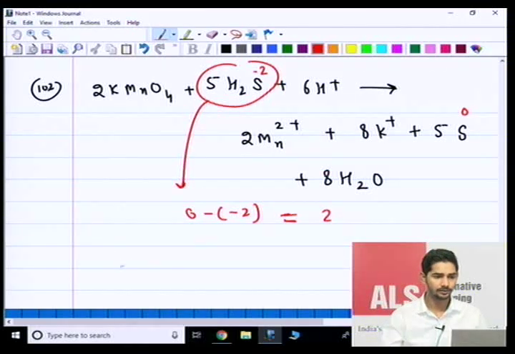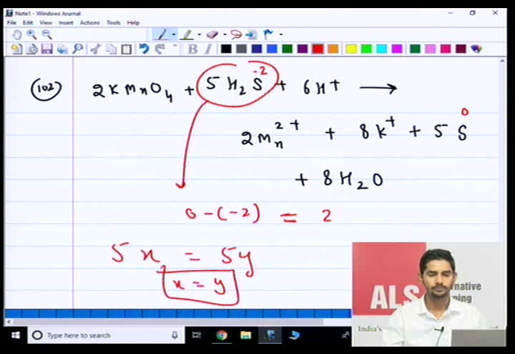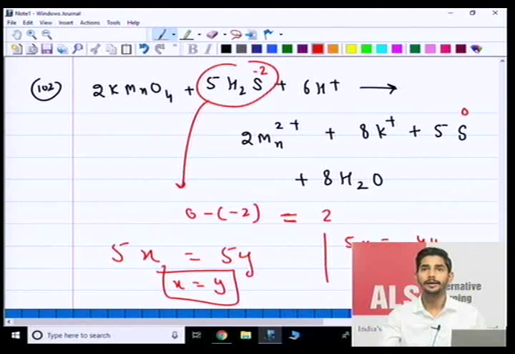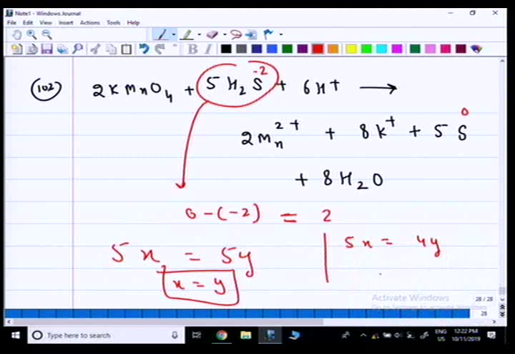It is like 5x is equal to 5y, so I can say that x is equal to y. If on the left hand side it is written like 5x is equal to 4y, and I'm asking the value of x, then if I say 1 mole of x, you will say 4 by 5y. Okay. Is it clear to you?